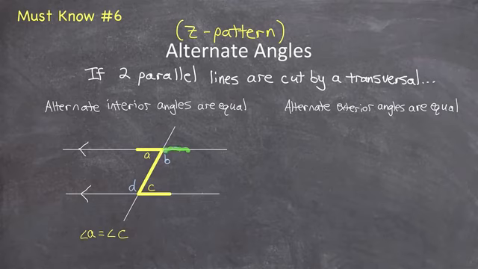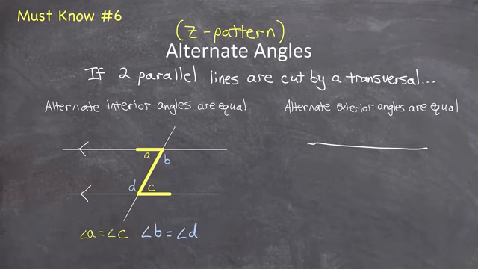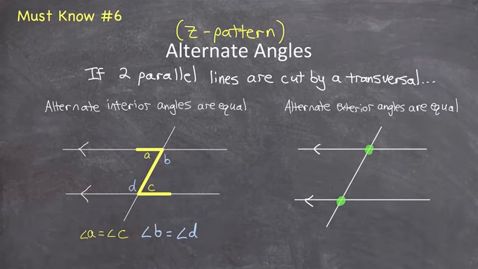And then if I made a Z going in the other direction, the angles inside of that Z are B and D. So those angles are also alternate interior angles, so they're also equal to each other. Now, not only are the alternate interior angles equal, but so are the alternate exterior angles. So let me draw 2 more parallel lines here, and I'll cut them with the transversal as well. Here's my 2 points of intersection. The exterior angles are these 4 angles outside here. I'll label them E, F, G, and H.